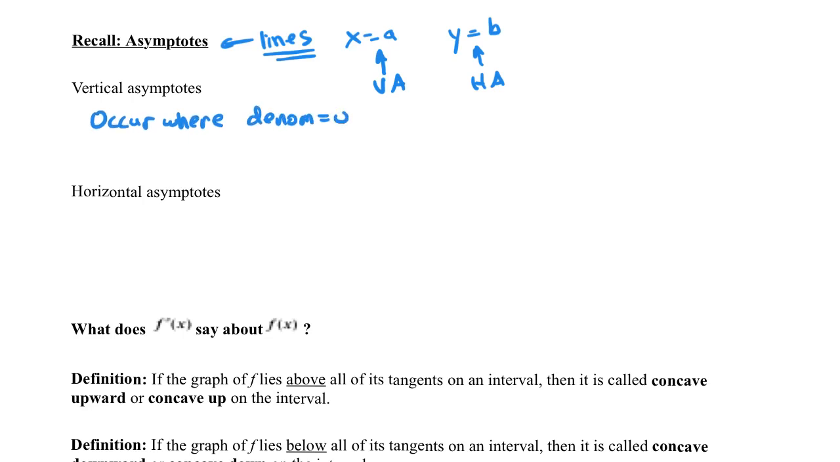The denominator equals 0, and also the numerator is not equal to 0. If they're both equal to 0 at the same spot, then you've got a hole in the graph. But this is what we talked about before. To find vertical asymptotes, it's what you learned in algebra class. You have a rational expression and you set the denominator equal to 0. That's how you find the vertical asymptotes.